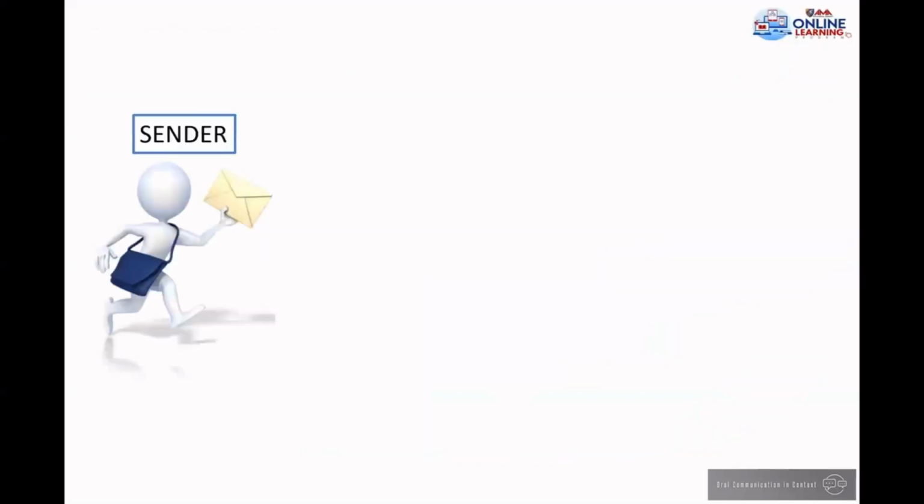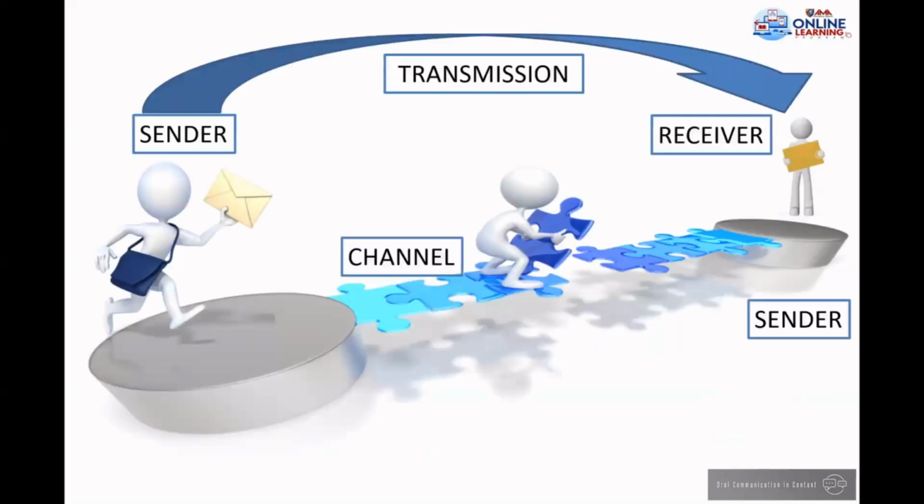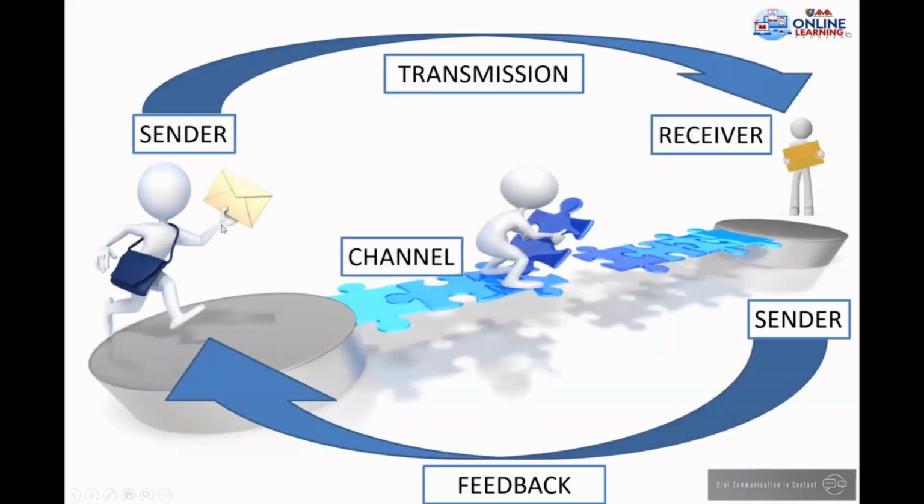So again, I'll just go back to this illustration. The sender encodes the message to be transmitted to the receiver through a chosen channel. When the communication is successful, the receiver will be able to receive the message and he or she will interpret the message by decoding. After the interpretation, the receiver will become the sender who will send a feedback to the former sender. The sender here will become the receiver of the message.